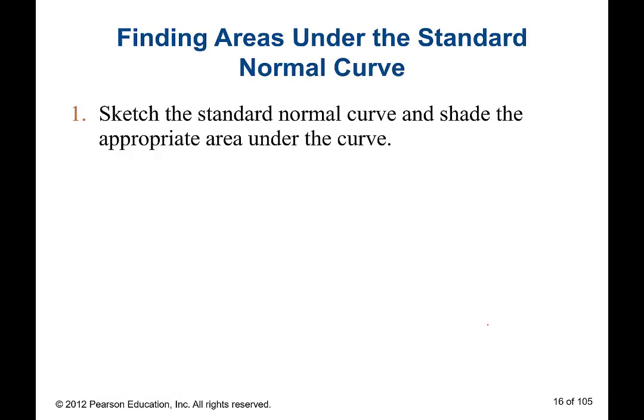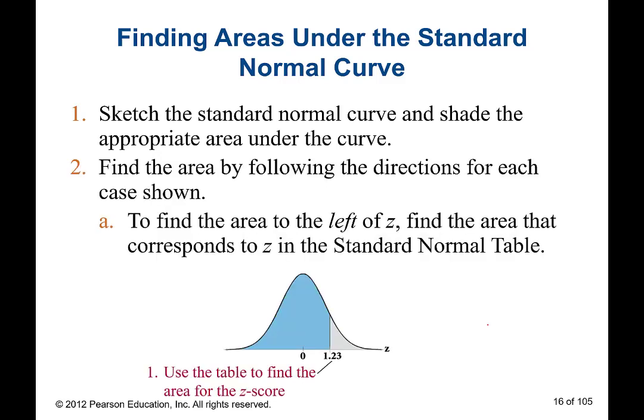So what's the general procedure we're using here? Well, the first thing we're going to do is sketch the standard normal curve and shade the appropriate area under the curve. And we just are going to do that to make sure that we're doing the correct thing as we go. It's always good to have a visual. The next thing we're going to do is find the area under the curve by following the directions for one of three cases. So for case A, we're going to assume we're trying to find the area to the left of the z. And that is the easiest case, right?